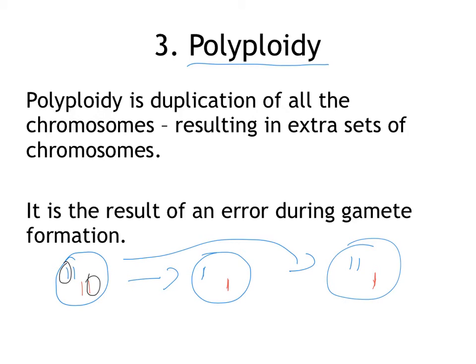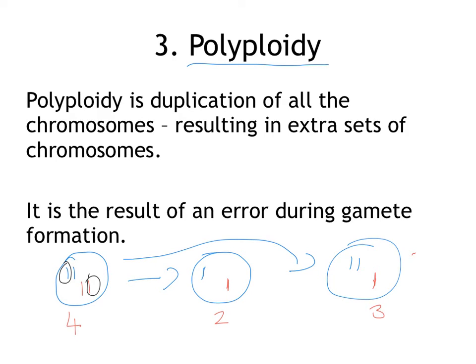So you'll see that in this case there are 3 chromosomes present instead of 2, because in this original one we had 4 chromosomes. The gametes would have 2 chromosomes, but in this one something has gone wrong during gamete formation, and you end up with 3 chromosomes.